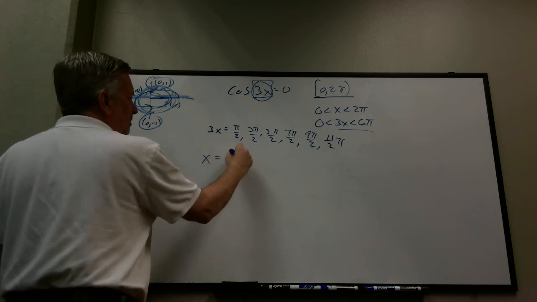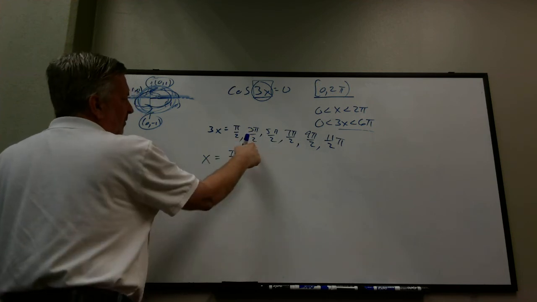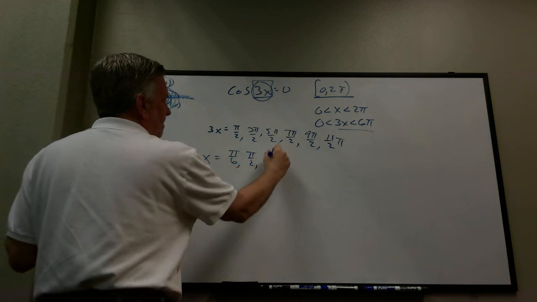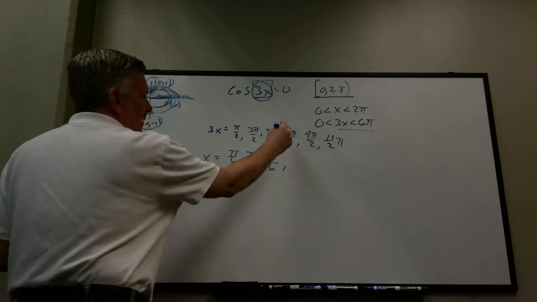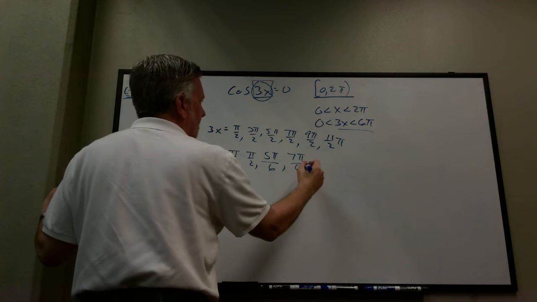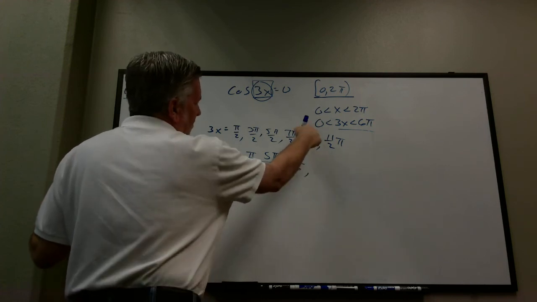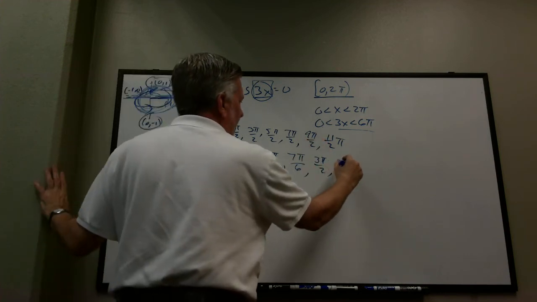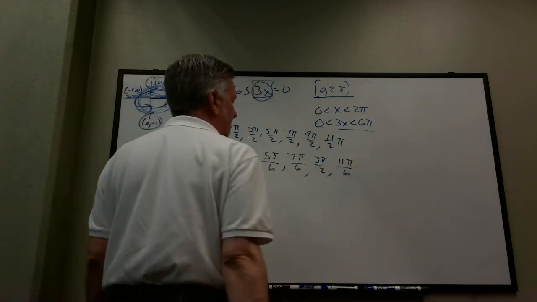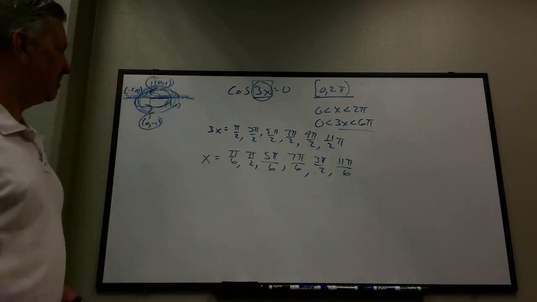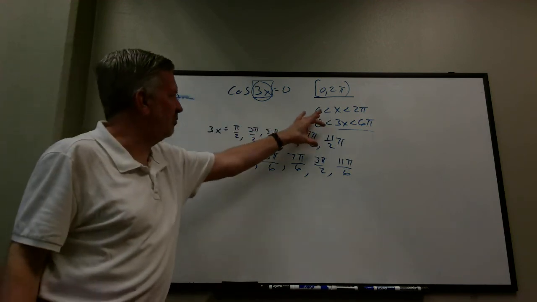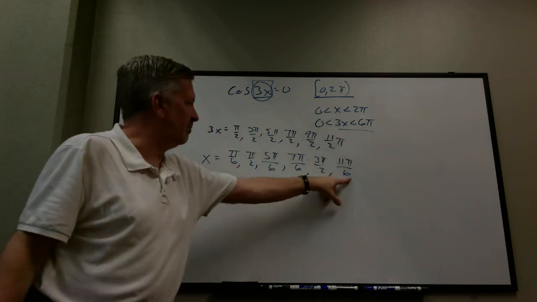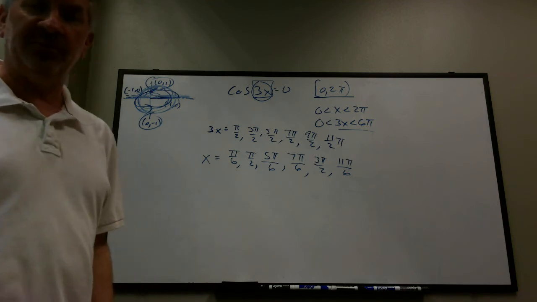1/3 of pi over 2 is pi over 6. 1/3 of 3 pi over 2 is pi over 2. A third of that is 5 pi over 6. A third of that is 7 pi over 6. A third of that, the 3's cancel, you get 3 pi over 2. And a third of that is 11 pi over 6. So those are your solutions. So notice this is what x is, and because these were from 0 to 6 pi, when you multiply by a third, you get x is between 0 and 2 pi. So those are all the solutions from 0 to 2 pi.